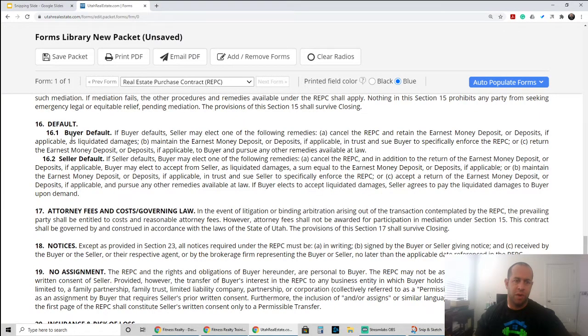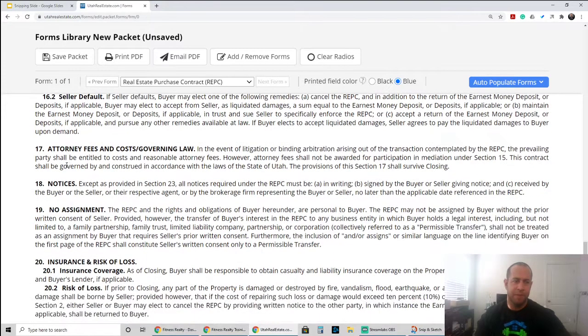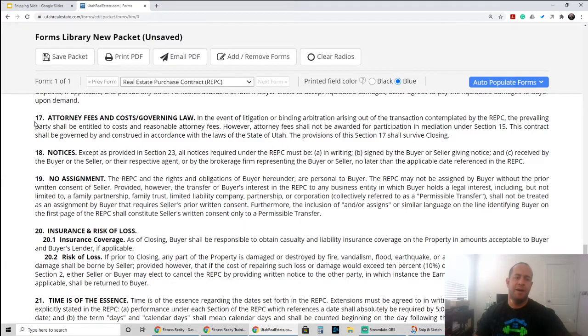Default, this talks about when a buyer defaults or a seller defaults. Attorney's fees and costs, governing law, in the event of litigation or binding arbitration, right? This talks about what happens when the legal courts are notified or attorney's fees come in. Read through that very carefully with your clients so that they understand. To this day, knock on wood, I've never needed any of these. We have had an ethics complaint once, and that felt like a legal court battle. But to this day, we just haven't needed to go down this road because we try to communicate and disclose as much as possible.